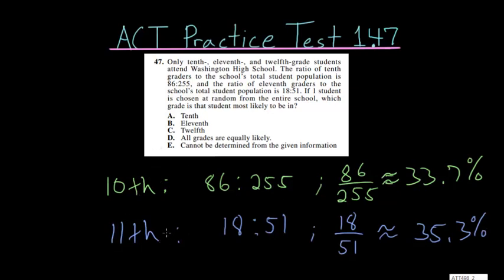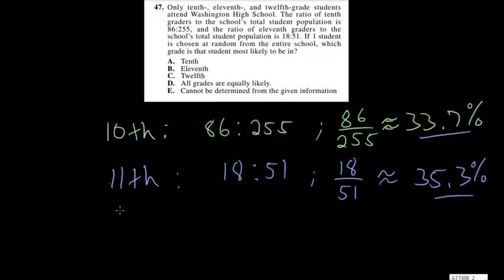So all we need to do now is figure out what percent of the total student population 12th graders take up. And what you can do to find that is just taking 100%, you can subtract this 33.7 and this 35.3. And what you're left with is that 12th grade students make up about 31% of the total student population.